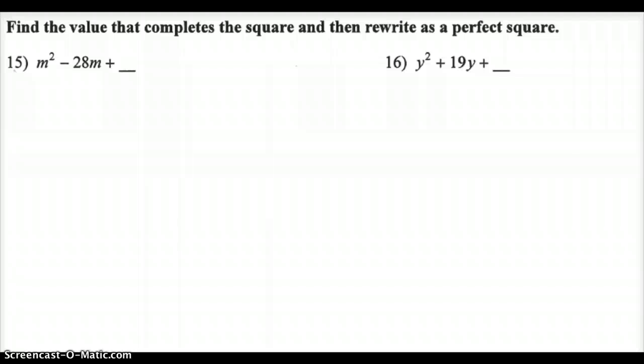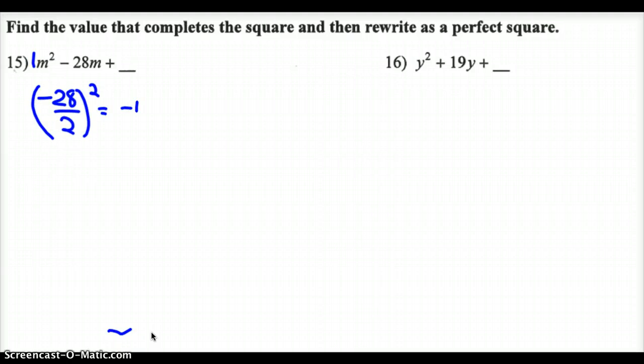Part of working with quadratics is completing the square, and that's a process that can be kind of handy in order to help us solve quadratics. To complete the square here, since the leading coefficient is 1, I'm just going to take my middle term, divide by 2, and then square it. So negative 14 divided by 2, squared, gives me 196. So that's my completing the square.